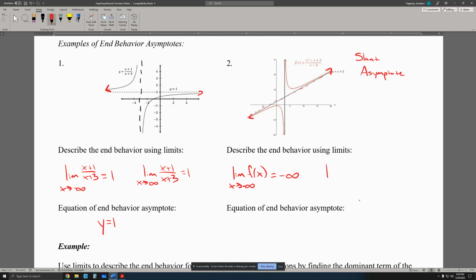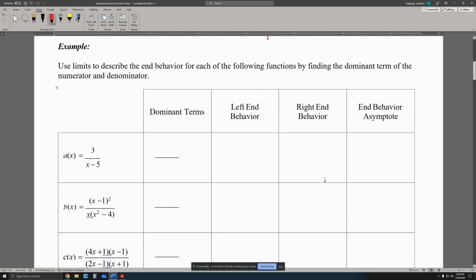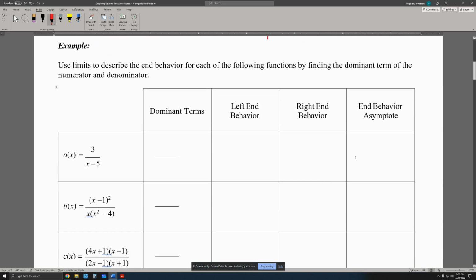In the same vein, we have the limit of f of x as x approaches positive infinity, it's just going to blow up to infinity. It's just going to continue increasing. So then the equation of the end behavior asymptote is that slant asymptote, which is given to us, y equals x plus 2. And later on in this unit, we're going to talk about how to find those equations for the slant asymptotes algebraically. So let's talk about dominant term for a moment.